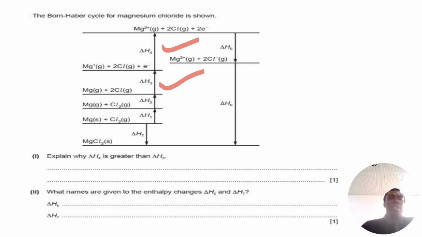Then the next question is, what names are given to enthalpy change 6 and enthalpy change 7? Enthalpy change 6, as you can see from the Haber cycle, is lattice energy, and is an exothermic process. So you can see the arrow moving down. While enthalpy change 7 is also an exothermic process, it is the enthalpy change of formation.